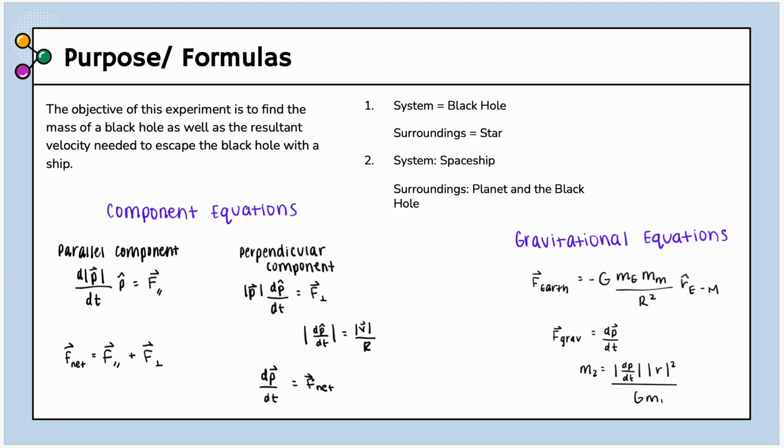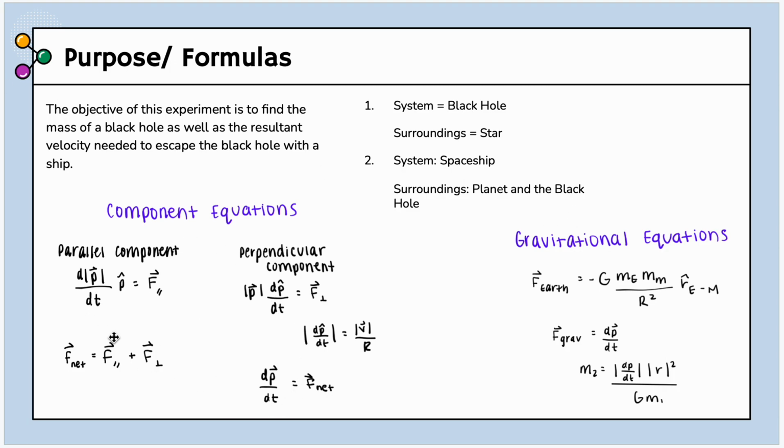And so the objective of this experiment is obviously to find the mass of the black hole as well as the resultant velocity needed to escape the black hole with the ship. And so in the first part of the experiment, the system is going to be the black hole, and the surroundings is going to be the star. And in the second, the system is the spaceship, and the surroundings is going to be the planet and the black hole.